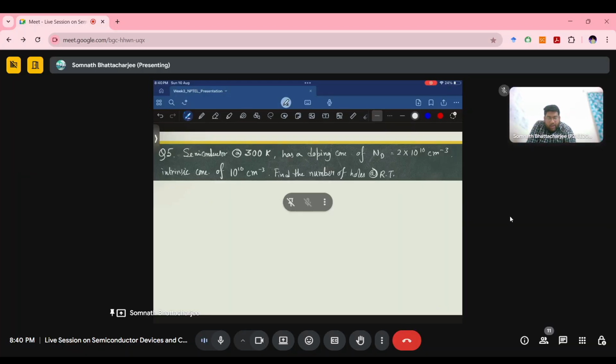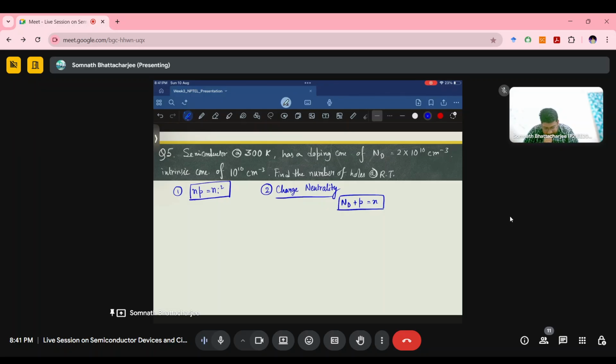Was anyone able to solve this? If not, then I'll give you some hints. The basic thing we know is np equals ni squared. This is the first condition I was talking about. The second condition is based on charge neutrality. Based on charge neutrality, what we have is that Nd plus p should equal n as well. So we have two equations here.